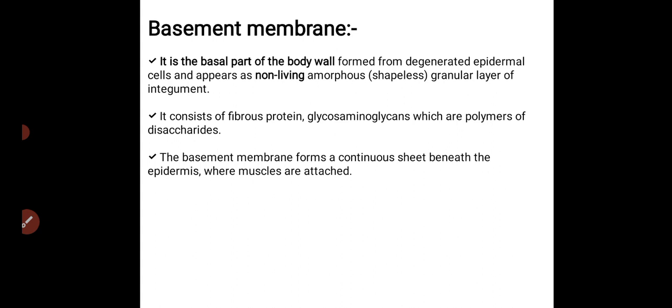Third one is the basement membrane. It is the basal part of the body wall formed from degenerated epidermal cells and appears as a non-living amorphous, that is shapeless, granular layer of integument. It consists of fibrous protein and glucosaminoglycans, which are polymers of disaccharides. The basement membrane forms a continuous sheet beneath the epidermis where muscles are attached.